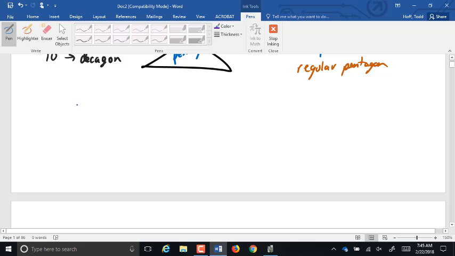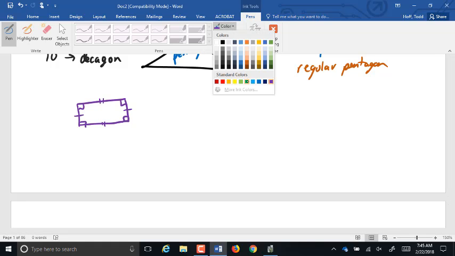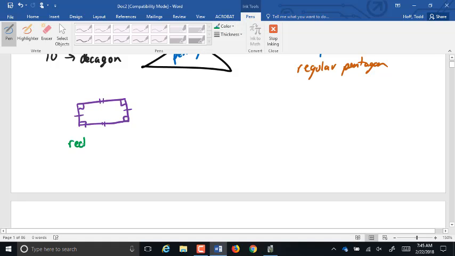How about this one? Okay, it is a rectangle. What else is it? It is also a parallelogram. What else is it? Quadrilateral. Very good. Everybody see where all those come from?